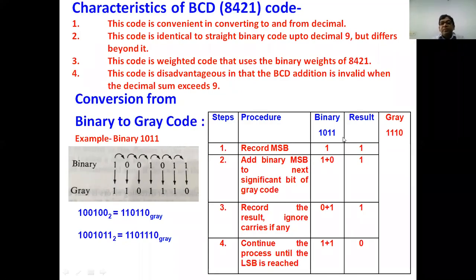So this 1010 of binary will be 1111 of the gray code. This will be more clear from this example.